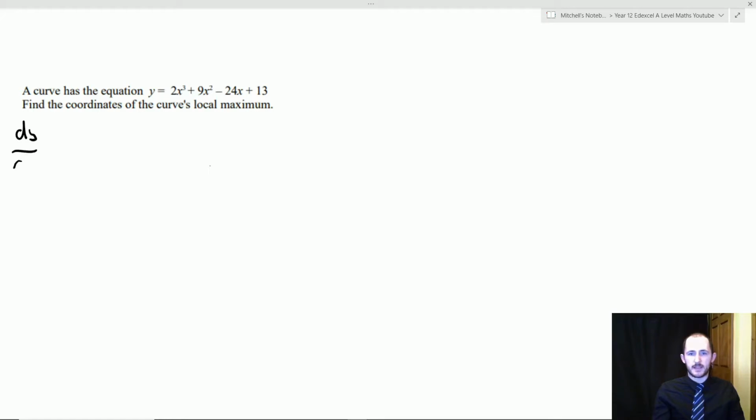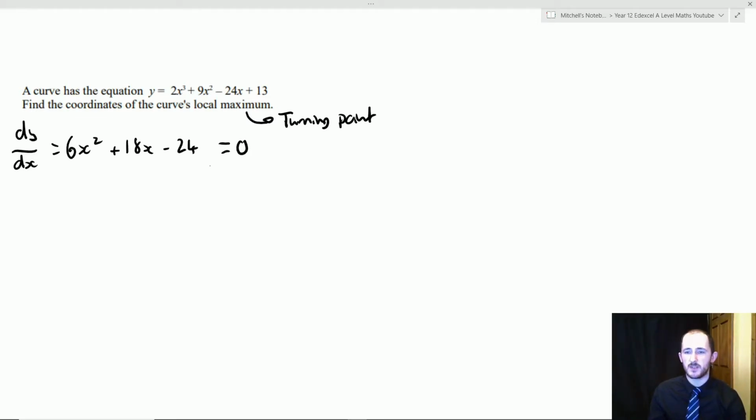First of all, dy by dx, as usual, would be 6x squared, because again, 2 times 3 and then x, plus 18x minus 24. That bit should be pretty fine. Now, what we're looking for is a local maximum, so that is a turning point. If it's a turning point, then we're looking for the values where this is equal to 0. I can use the quadratic formula or factorization to work it out. I'd recommend the quadratic formula. If we just use it, I'll show you the 2 values of x you're going to get.